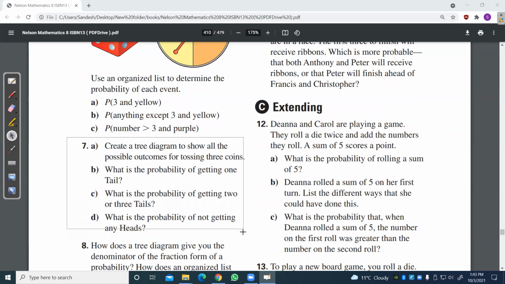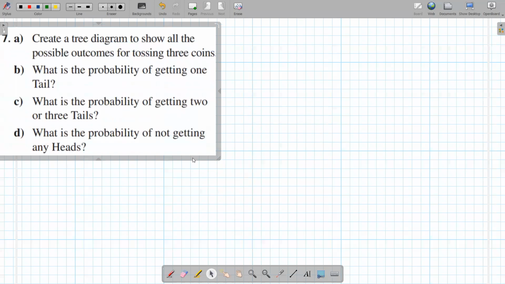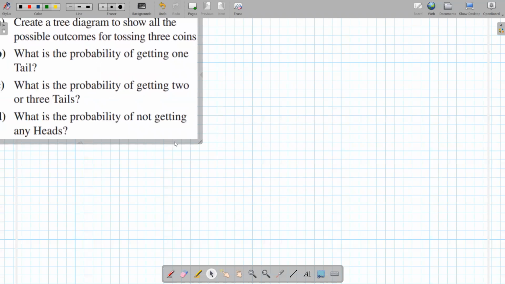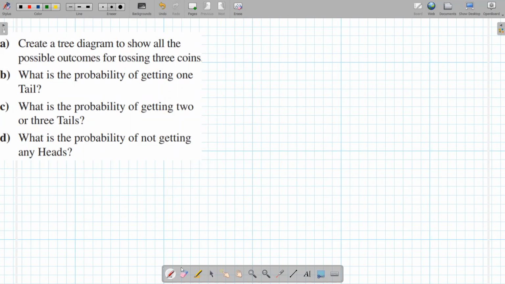So this one. Create a tree diagram to show all the possible outcomes for tossing 3 coins. Okay, 3 coins. So first coin, what are the outcomes? Heads or tails. The second coin, what are the outcomes? Either you get heads and then heads again, or heads and then tails, or tails and then heads, or tails and then tails. What about the third coin toss?